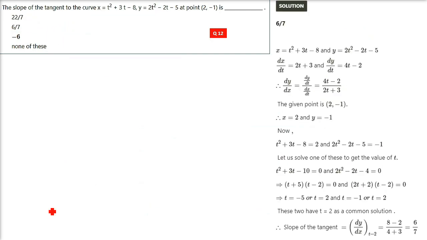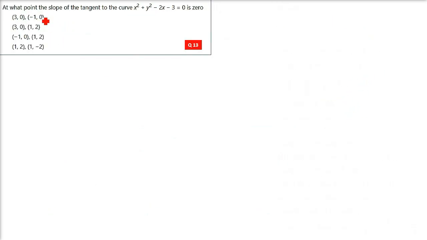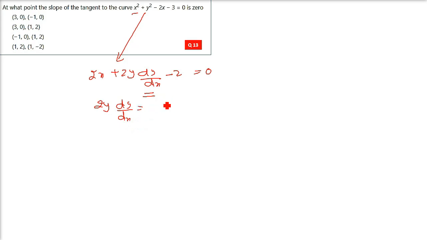Now this is your reference solution which you can follow. At what point is the slope of the tangent to the curve, this one, 0? It is already given that the slope is 0 and the points need to be computed. So let us take this one and just differentiate it. 2x plus 2y dy by dx minus 2 is equal to 0. So just divide everything by 2 because you can eliminate 2. This 2y dy by dx equals 2 minus 2x, and as I just indicated, you can divide everything by 2.